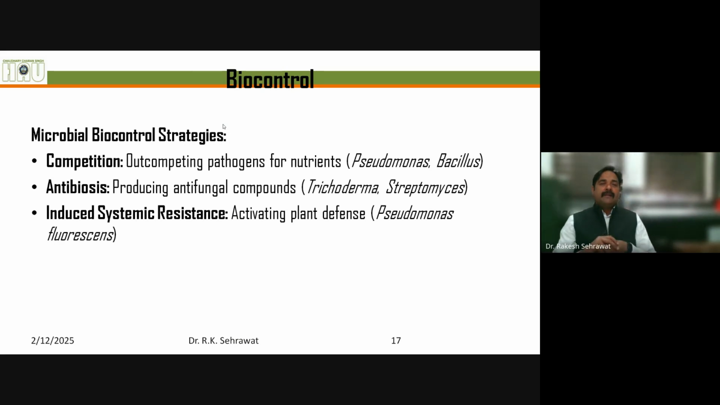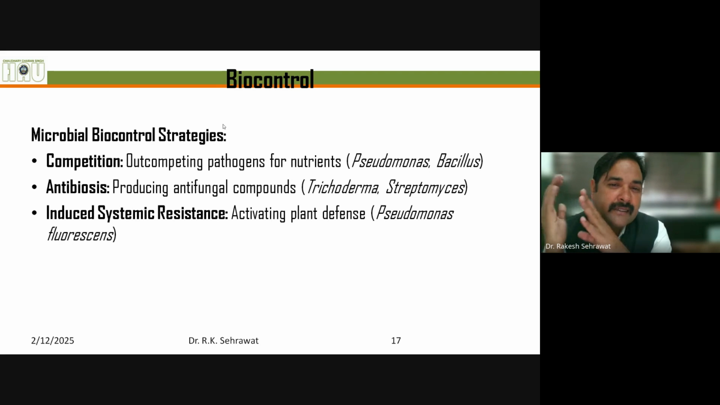So, microbial biocontrol strategies, because biocontrol is equally important to the biofertilizers. The biofertilizers provide nutrients to the plant, ultimately reducing the chemical fertilizer load. And if the chemical fertilizer load is lowered, the overall greenhouse gases will be lowered, so we can achieve it in a sustainable manner.